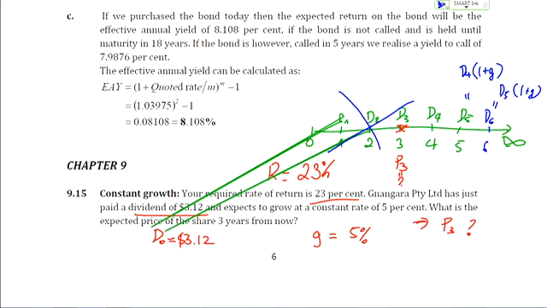Yeah? What is the pattern of our cash flow? D5 is D4 times 1 plus g. D6 is D5 times 1 plus g. What is it? To infinity? What is the pattern?